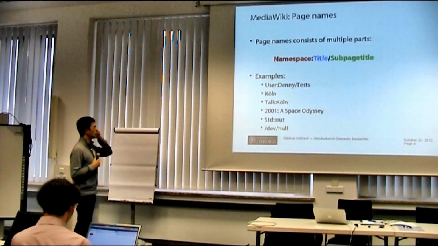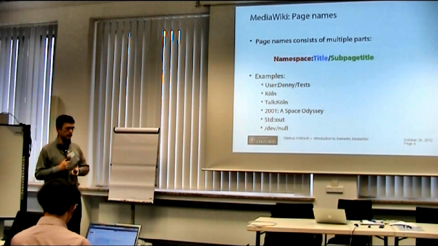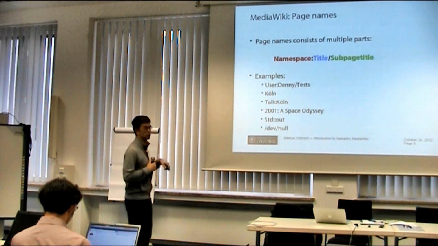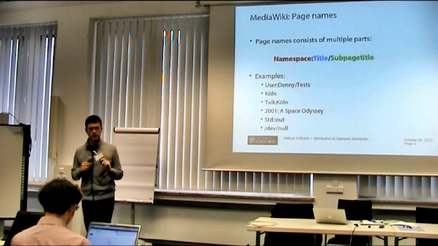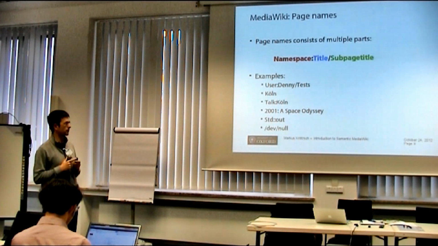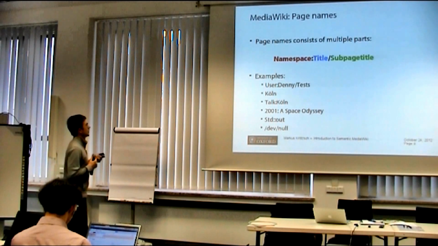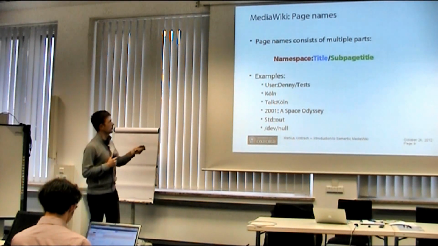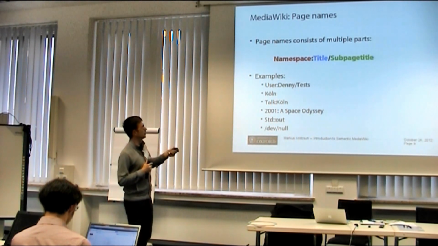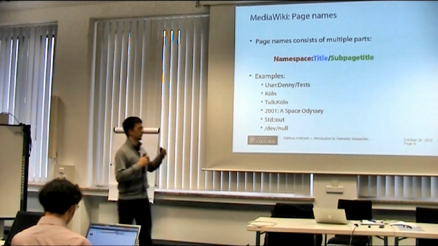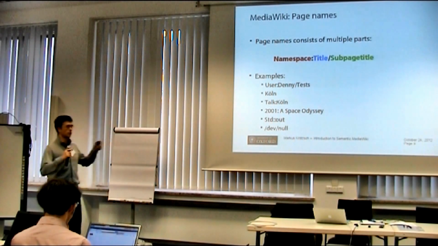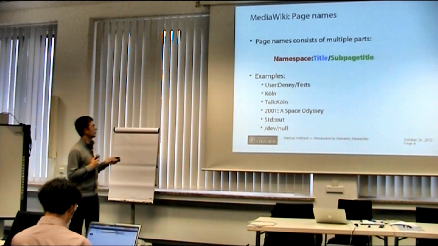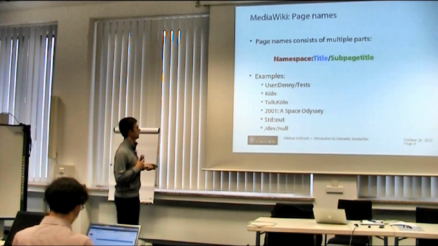However, what is important is to understand at least some basics about how pages are structured, because again, MediaWiki is a bit different from most other systems here in the wiki space. This is the general form of a title in MediaWiki. So it consists of a namespace, colon, a title, slash a subpage title. So this is what a page name, page identifier can look like in MediaWiki. I have some examples here now.